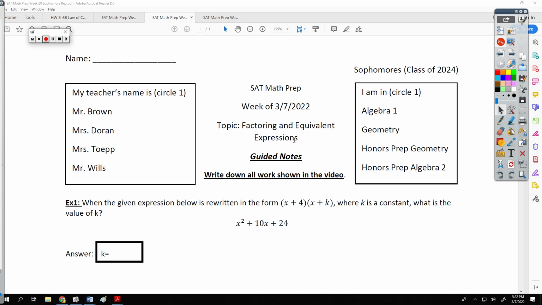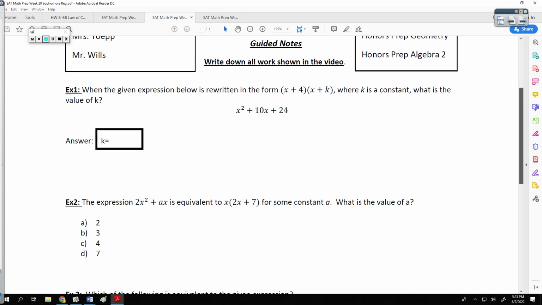We're in our first full week in March of SAT Prep, and we are discussing factoring and equivalent expressions. Please make sure that your name is clearly printed on your guided notes, and that you're writing down all of the work that is shown in the video. We are going to be doing skill checks a little bit differently for the remainder of the school year. They will be electronic, so you need to make sure that you're taking good notes so that you have them available to you when it comes time to do the electronic skill check. More information to follow on that. So, again, make sure you circled your teacher, make sure you circled your class, and let's get down to business.